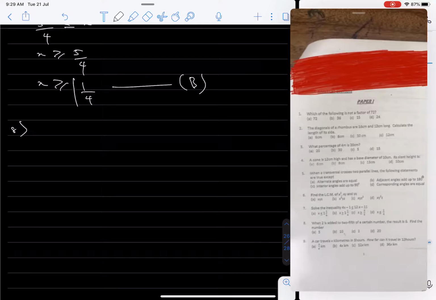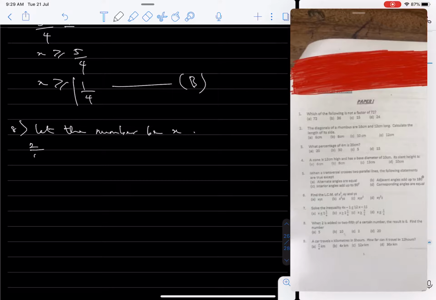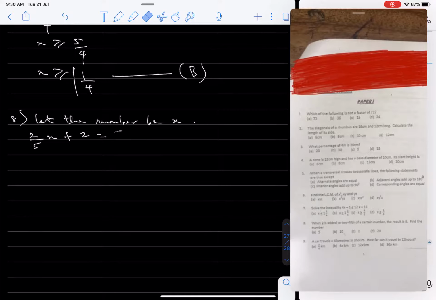When 2 is added to 2/5 of a certain number, the result is 6. Find the number. When 2 is added to 2/5 of a certain number, let the number be x. 2 is added to 2/5 of x. 2/5 of x means 2 over 5 x, plus 2. The result is 6.